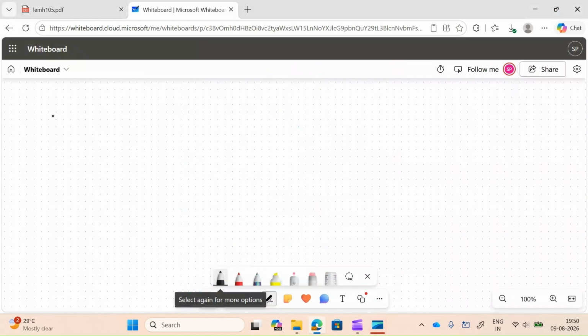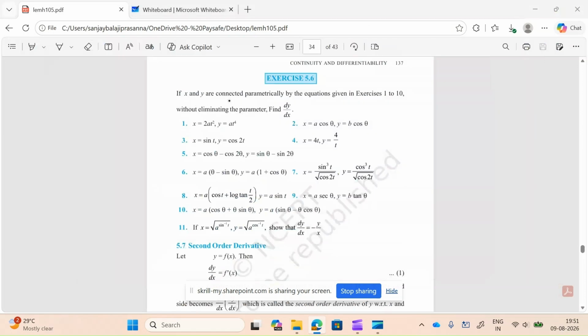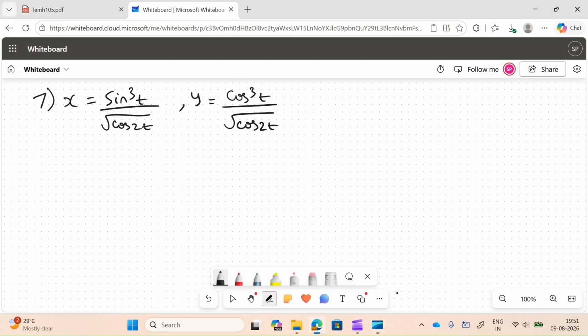So your next question is x equal to sine cube t divided by root of cos 2t, y is equal to cos cube t divided by root of cos 2t. So as I told, this is also much of a trigonometric question only. We'll try to solve first dx by dt. Okay, so this will be u by v form, right? So this will be v du minus u dv by v square, the division rule.